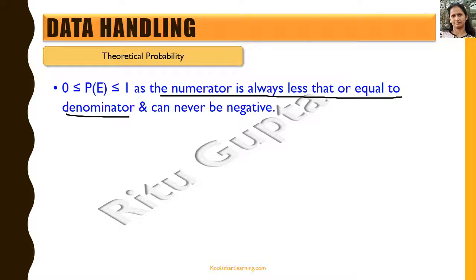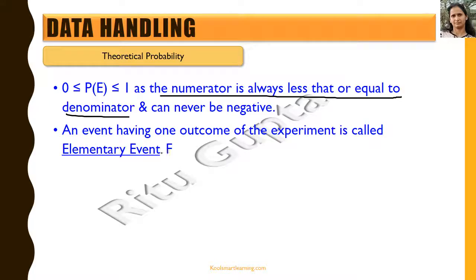And it can obviously never be negative. It cannot be more than the denominator. So P(E) will always lie between 0 and 1. More importantly, we can also say that the numerator is basically always a subset of all the possible outcomes, which is the denominator. So the numerator being a subset of the denominator will always have to be lesser than that.